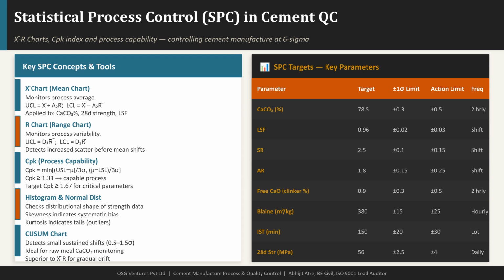Statistical process control, or SPC, is critical for consistent cement quality. We use X-bar and R charts to monitor process average and variability. CPK assesses process capability, aiming for a value of 1.33 or higher. CUSUM charts are useful for detecting small, sustained shifts in raw meal chemistry.